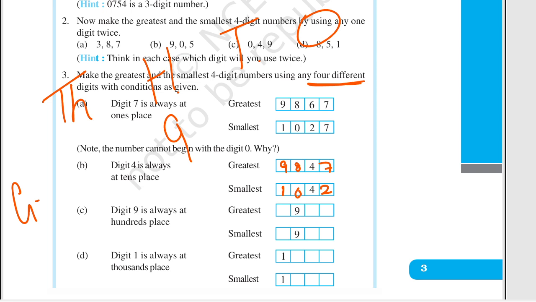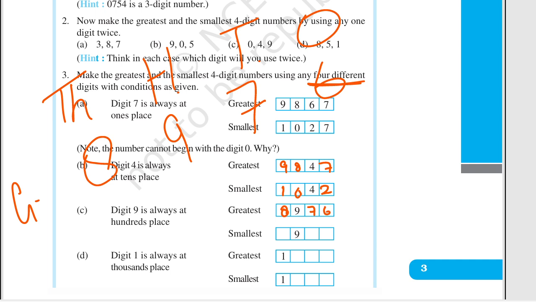Then we will move towards the second largest number, that is 8. So we will start the number from 8. Then we move towards the third largest number, that is 7. Now the fourth largest number, that is 6. The number is coming 8976.